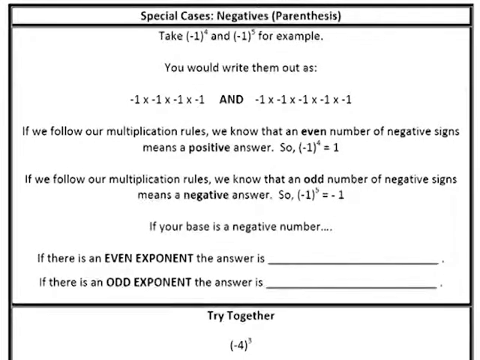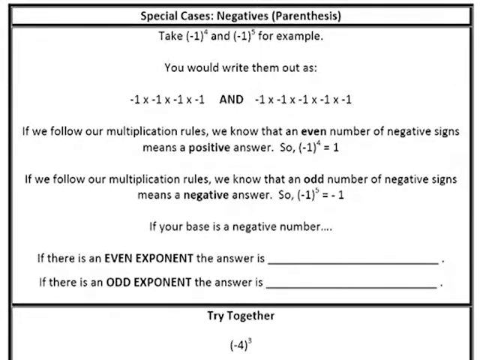Well, let's look. Negative 1 times negative 1 is positive 1. Times negative is negative 1. Times negative is negative 1. There's positive 1. So we get positive 1 for negative 1 in parentheses to the 4th power. Negative 1 times negative 1 is positive. Times negative is negative. Times negative is positive. Times negative is negative. So negative 1 to the 5th power is negative 1.